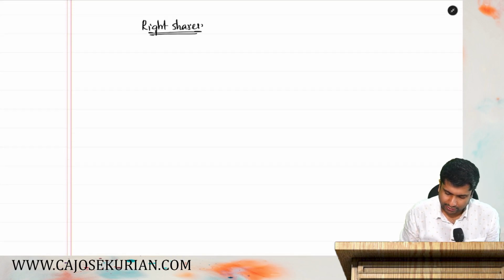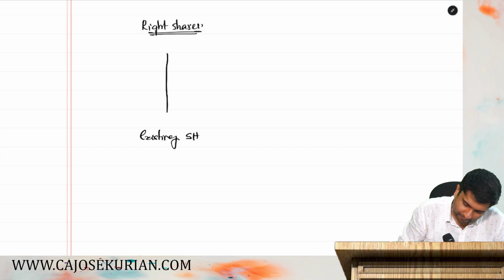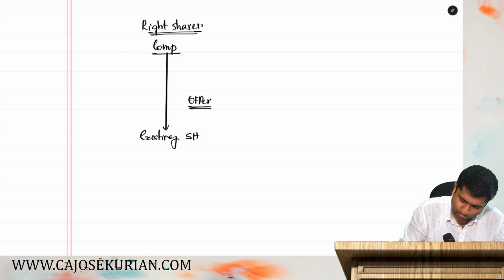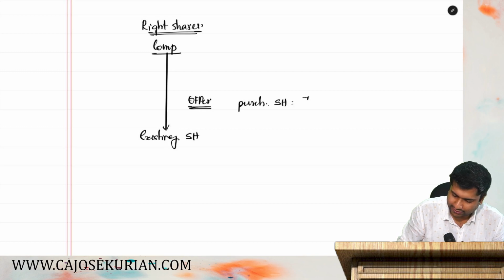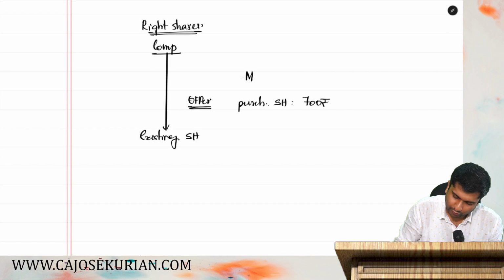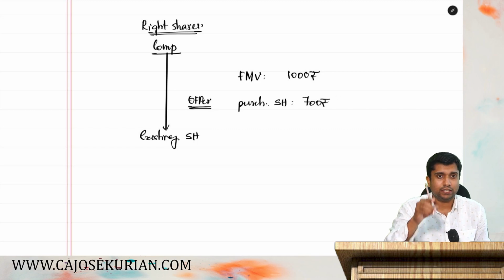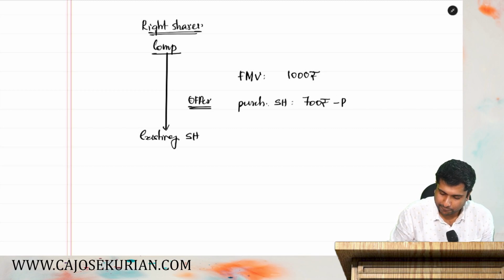Listen, say for example, I'm an existing shareholder. I will get an offer from the company to purchase shares, say at 700 rupees. The shares' market value, or the fair market value, will be 1000 rupees. But I can purchase it for 700 rupees. This 700 is said to be the right price.